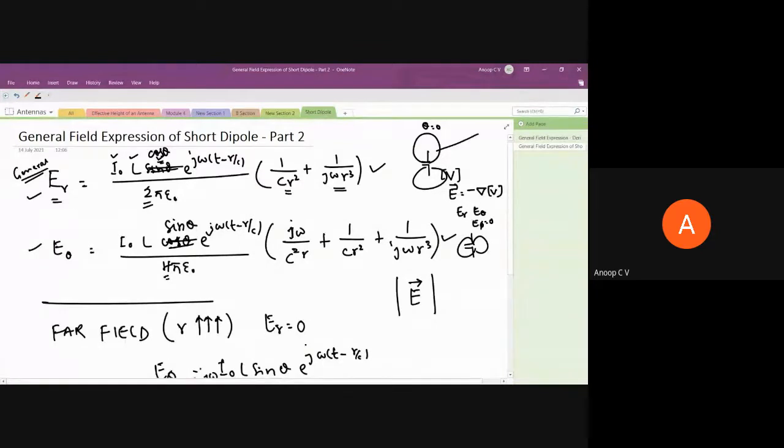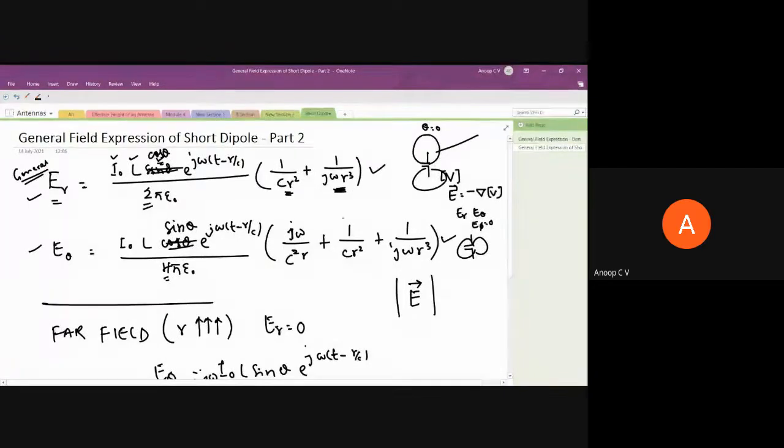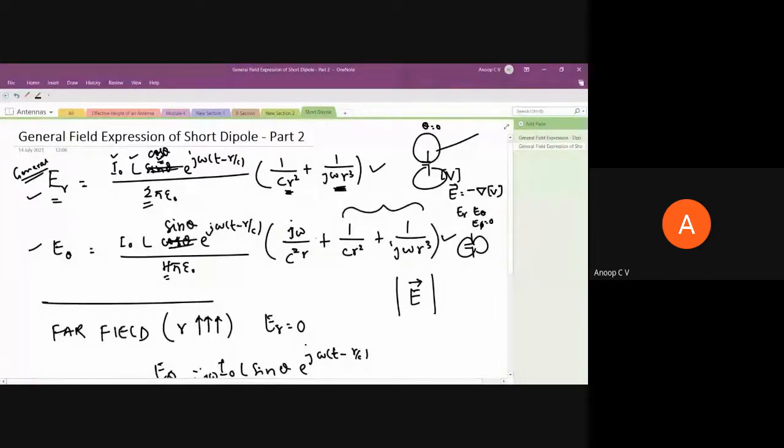And for E_r, we have only what? R square and R cube terms, right? 1 by R square and 1 by R cube terms. That is 1 by C R square and 1 by j omega R cube. So those two terms are present in E theta, along with an additional term, j omega divided by C square R, right?